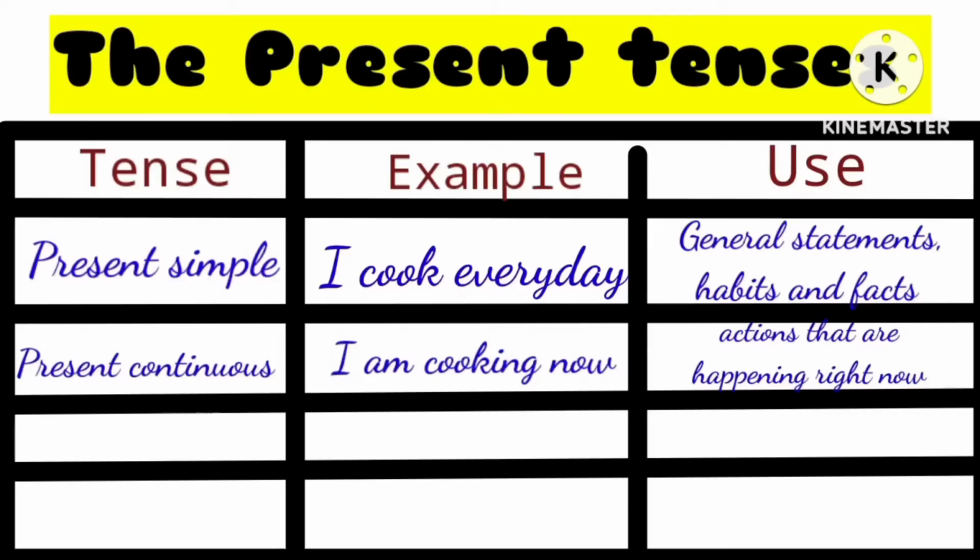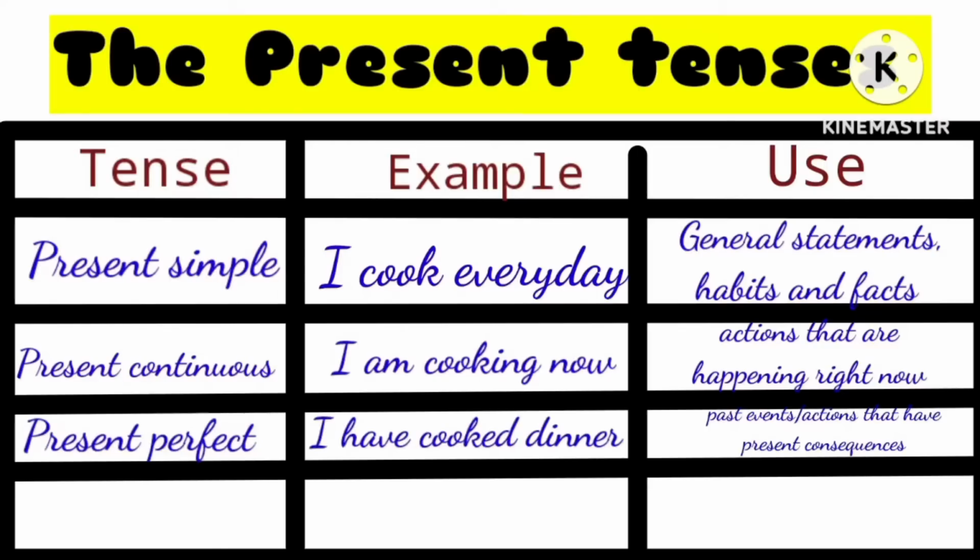The next tense is present continuous tense. Example sentence: I am cooking now. It is generally used to explain the actions that are happening right now. Present perfect tense. Example sentence: I have cooked dinner. Okay? Generally, present perfect is used to describe past events or actions that have present consequences.